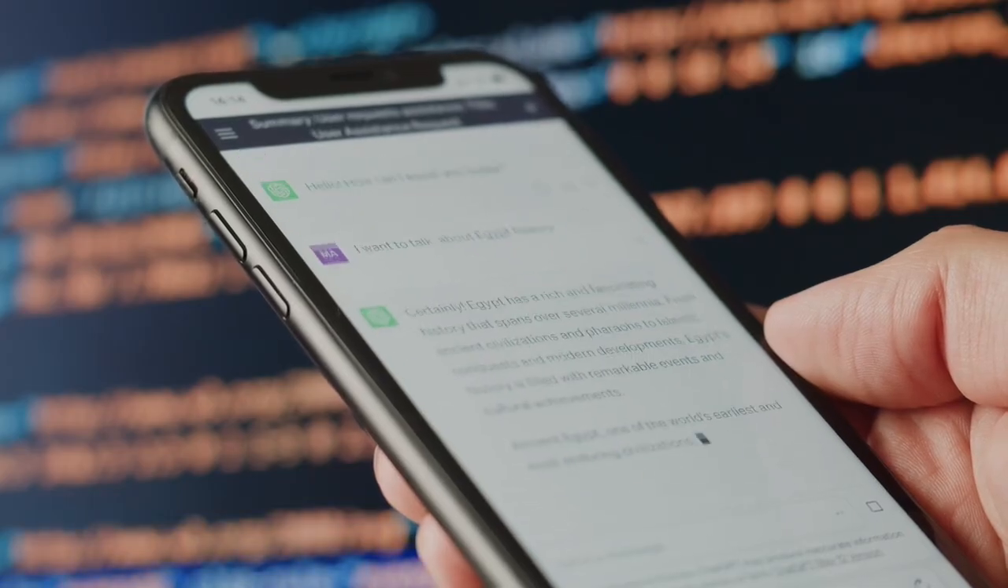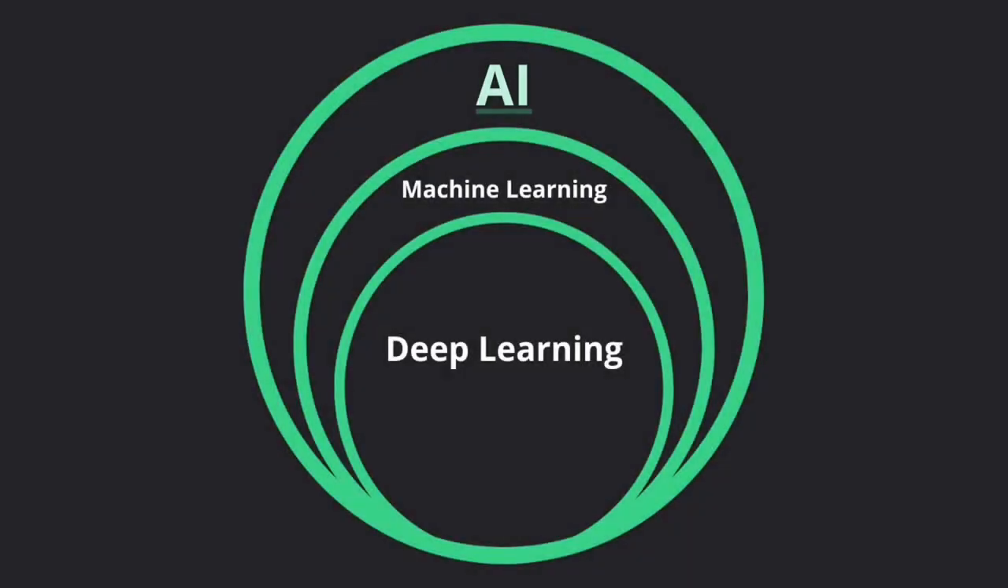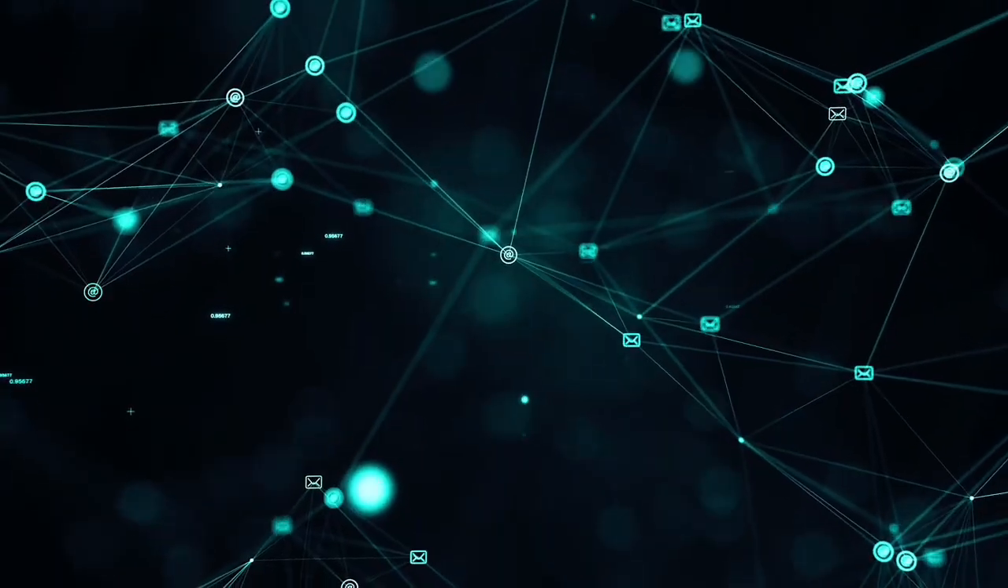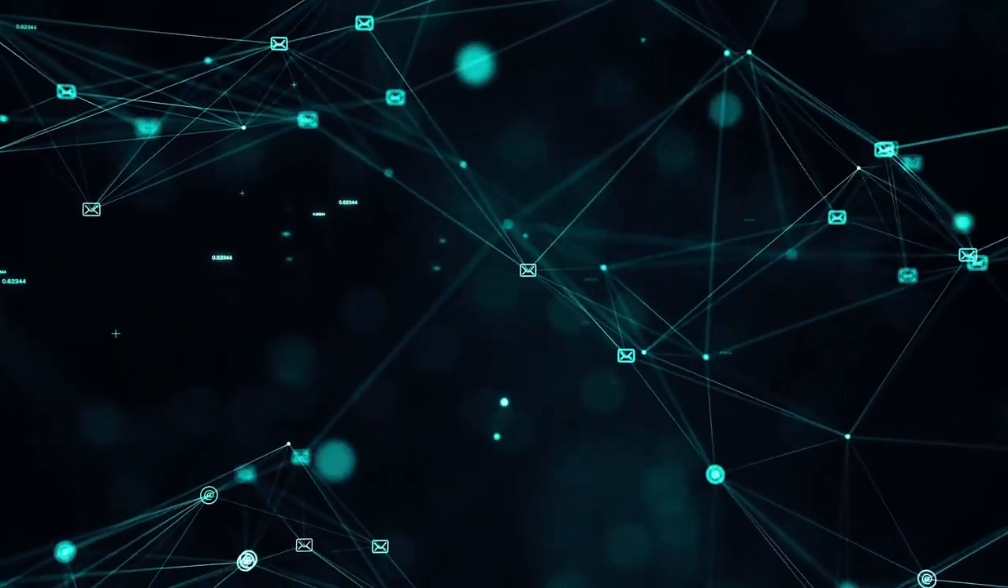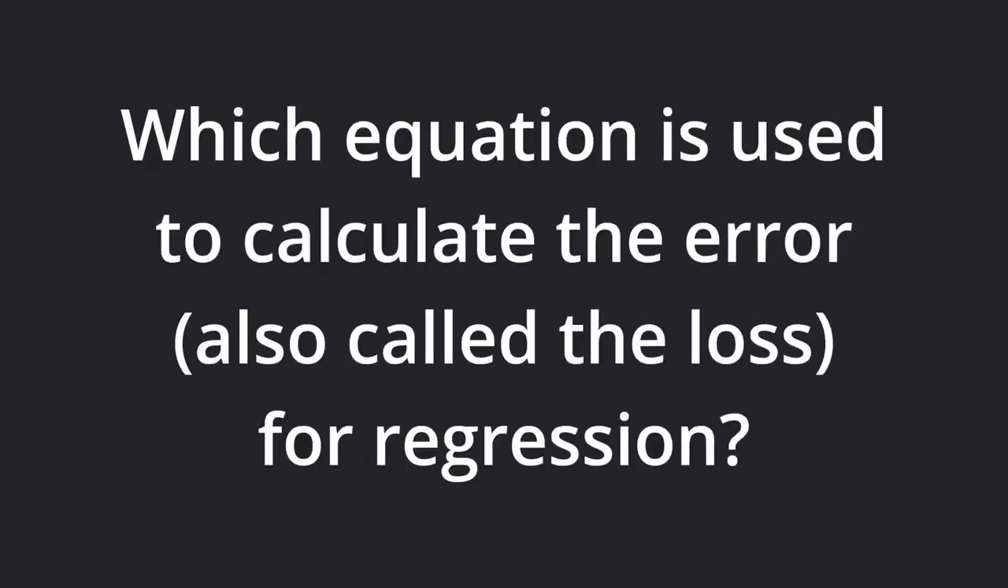Clearly, not all data in the world is linear, so linear regression isn't enough to build artificial intelligence. But there are still many cases where linear regression models perform well, and don't forget that neural networks are also built on top of linear regression. Question 3. Which equation is used to calculate the error, also called the loss, for regression?